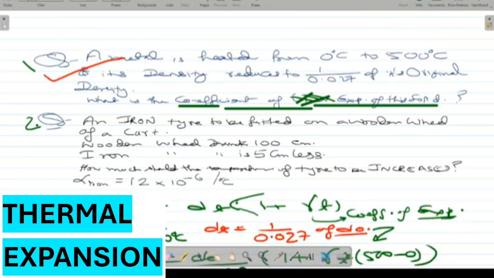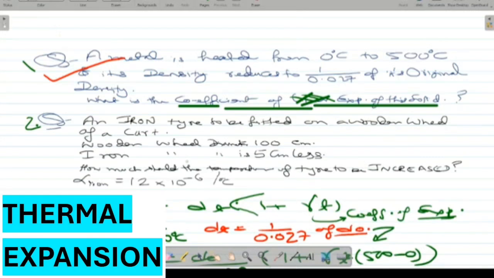You know how that is done? That is done by heating the metal, that is iron, to increase its temperature. When it expands, it is put over the wooden wheel, and when it shrinks, it fits tightly over the wooden wheel. That is used in a wooden cart or horse cart or whatever. So here an iron tire is to be fitted on a wooden wheel of a cart.